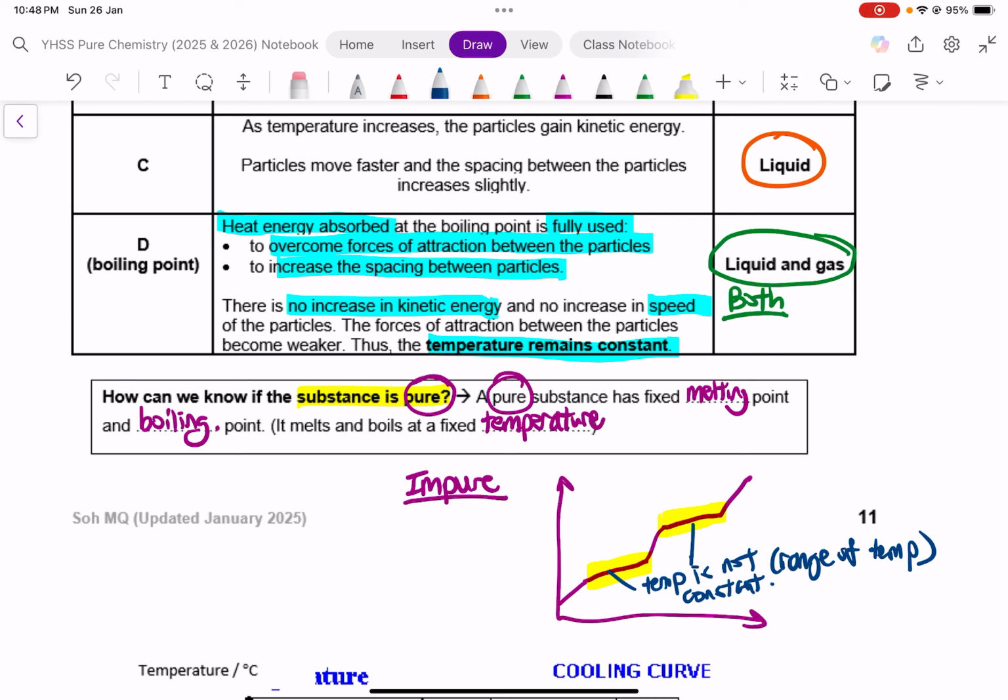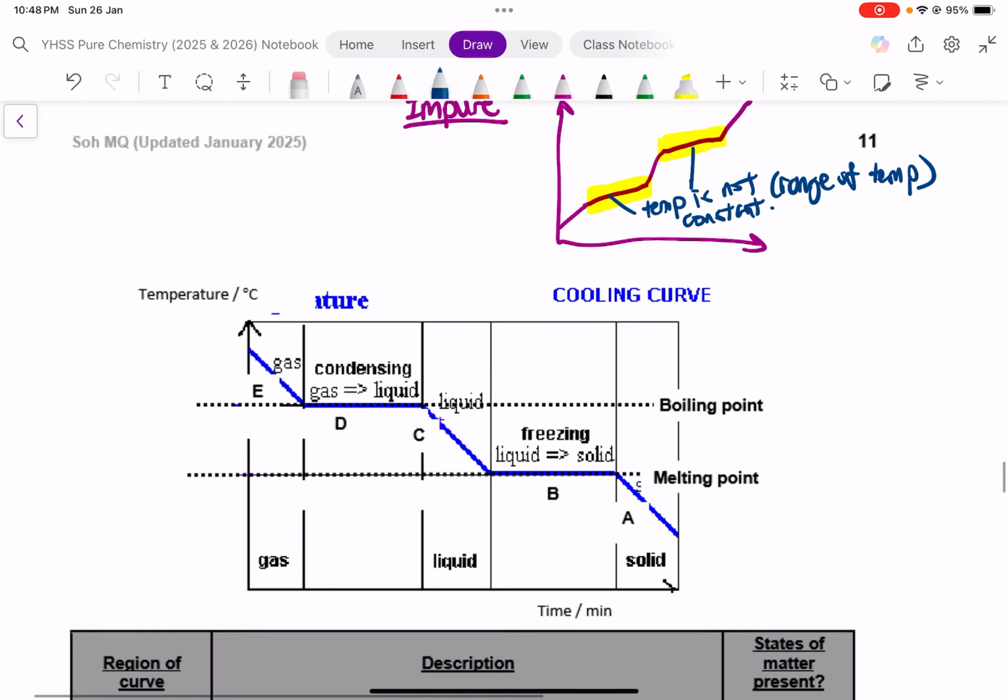And that's it for the heating curve. So from the heating curve, you can learn many things and conclude many things, including why temperature remains constant, why boiling takes more energy to happen than melting, and finally, telling whether something is pure or not. Okay, so now, the reverse of the heating curve is actually the cooling curve. When we cool something down from a gas to a liquid and then to a solid, now you can see, well, this is actually just the reflection, the mirror image of the heating curve.